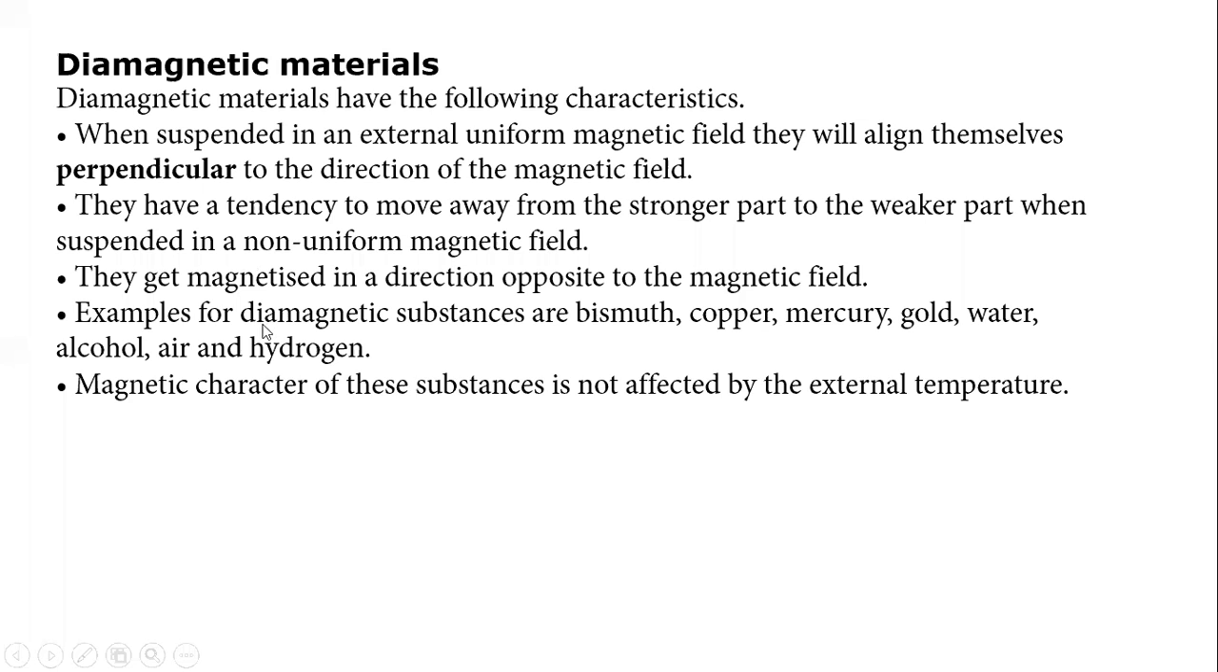So examples for the diamagnetic substances are bismuth, copper, mercury, gold, water, alcohol, air, and hydrogen. They are good examples for the diamagnetic materials. The magnetic character of these substances is not affected by the external temperature.